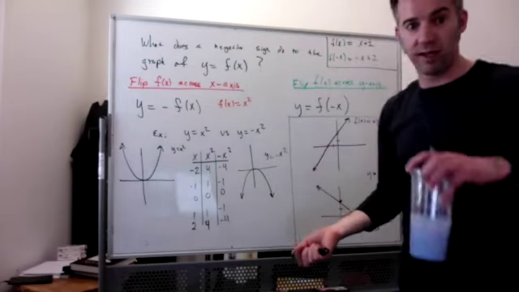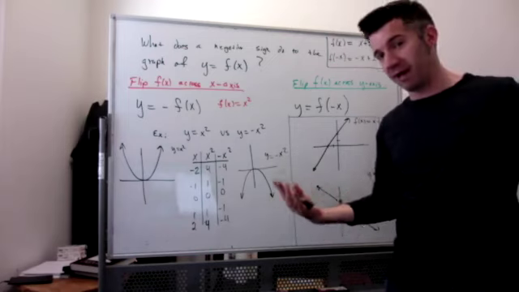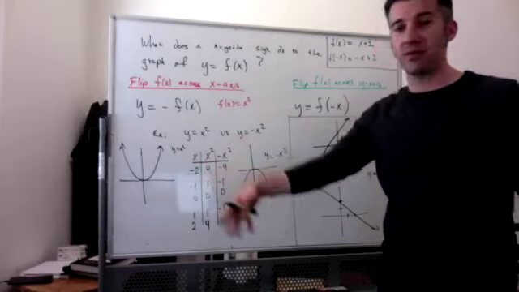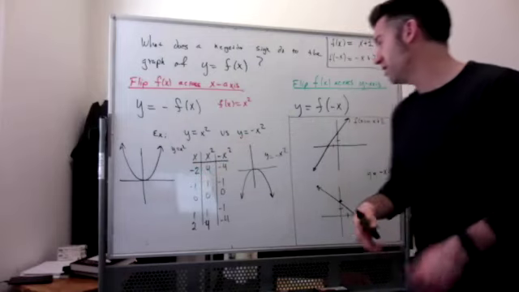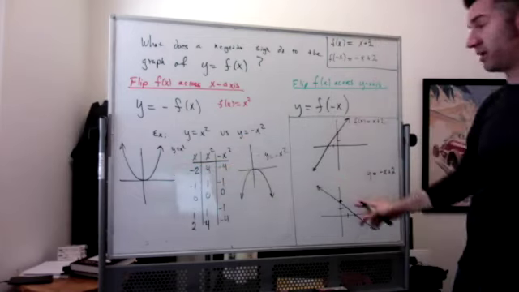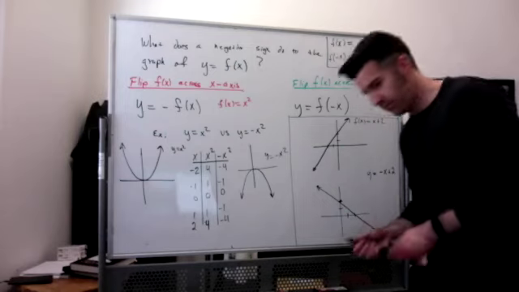That's kind of the whole idea with these flips, or more mathematically, these reflections. So this is a flip across the x-axis, or a reflection across the x-axis. This here is a flip or a reflection across the y-axis. Okay.